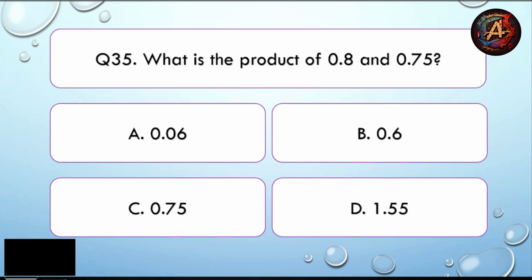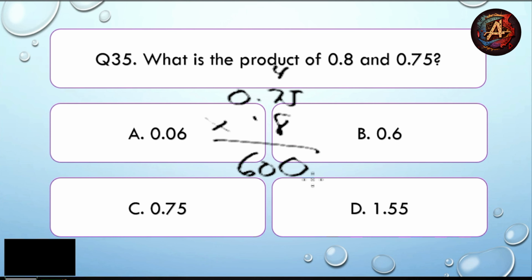So my dear math learners, in getting the value of this one, what we will do is you just align 0.75 and then 0.8, okay? And then you multiply them. So in multiplying, of course, 8 times 5, that is 40, write 0 carry 4, then 8 times 7, that is 56. 56 plus 4, that is 60. Okay. And then you have 600.